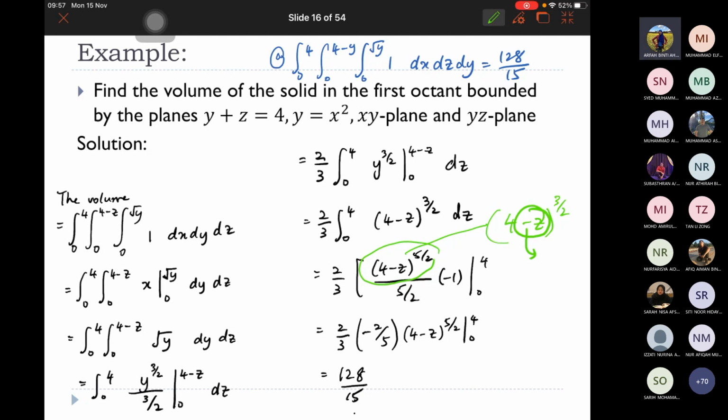Ada lagi soalan tadi? Yang itu ada negatif satu because it's a integration for the z by which z tu ada negatif satu dekat luar. Dia kuasakan lagi. That's why we pull out the negative over there.